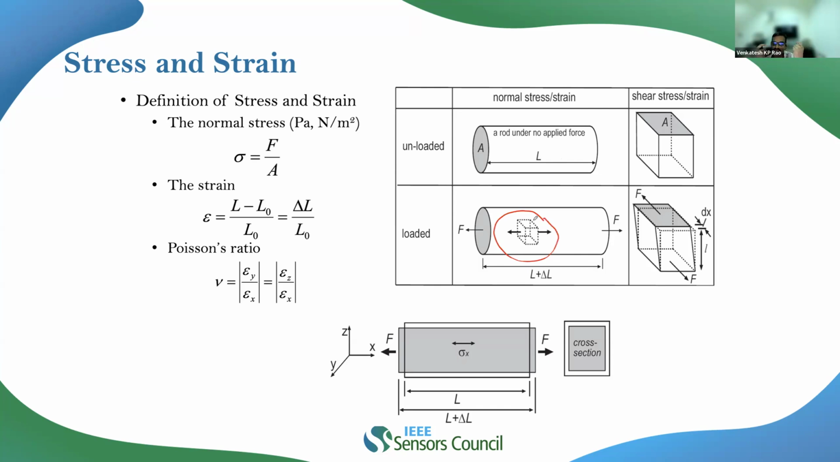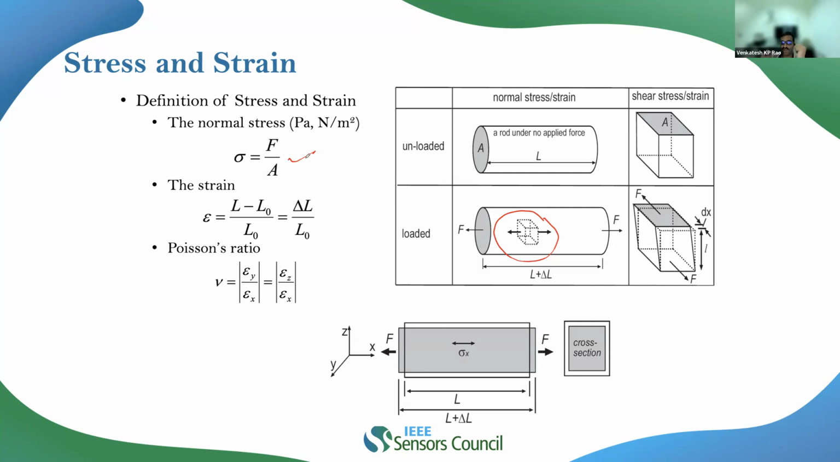If you take a small element, each individual material point will experience a force. The internal stress generated within the material is given by force divided by the cross-sectional area. It's a normal stress.